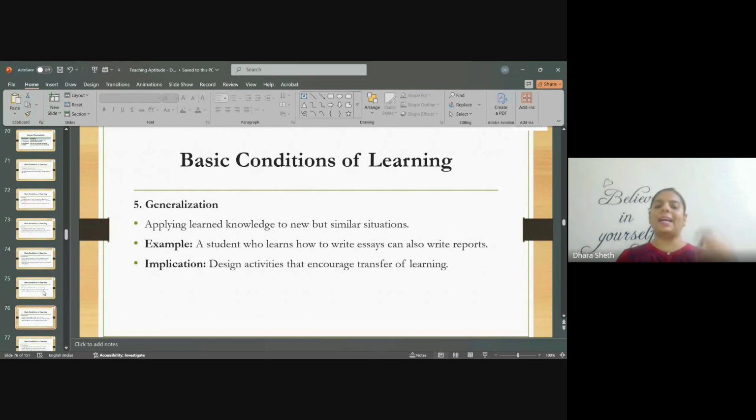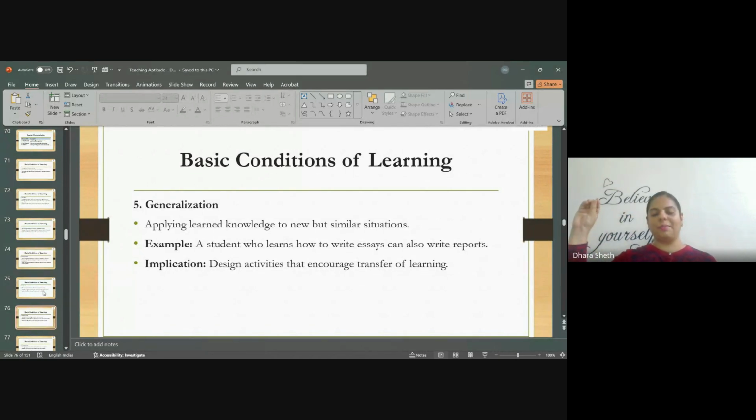Generalization, applying learned knowledge to new but similar situations. Like you learn how to write an essay, and then you also learn how to write a report, and you know that both of them start with introduction and conclusion, and there's a little change in how the body is there, but still it's introduction, body, and conclusion. A letter and an email are same but different. The format is same, but how you write the address there, here you don't need to write the address or the date.